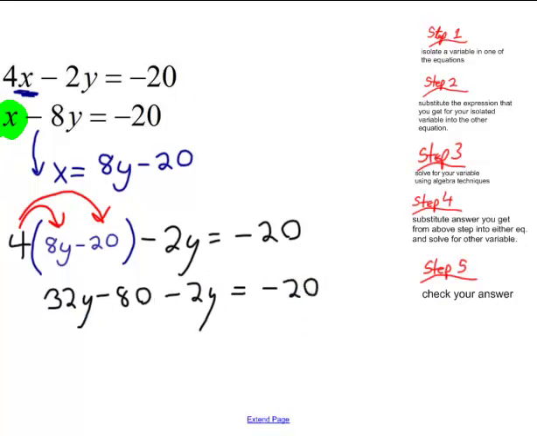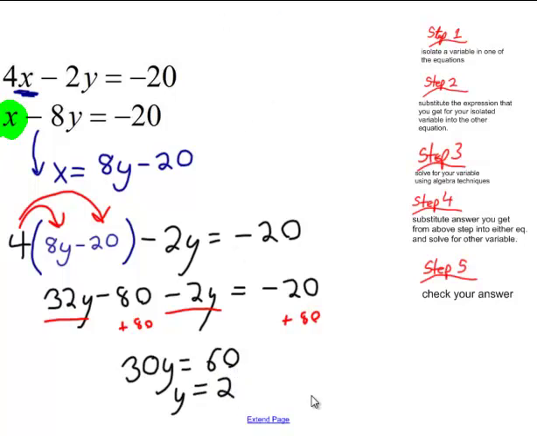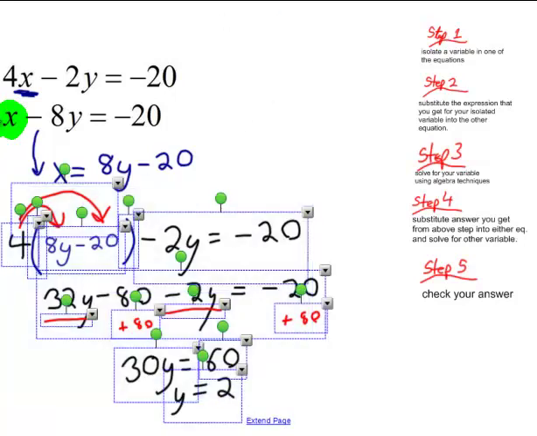I'm going to combine like terms. My like terms here are 32y and a negative 2y, and I'm also going to add 80 to both sides. When I do that, 32y minus 2y gives me 30y. And when I add 80 to both sides, well, 80 minus 20 is 60. Divide both sides by 30, and I get y is equal to 2. Okay, so I got all that to solve for my y equal to 2. So I'm halfway there.